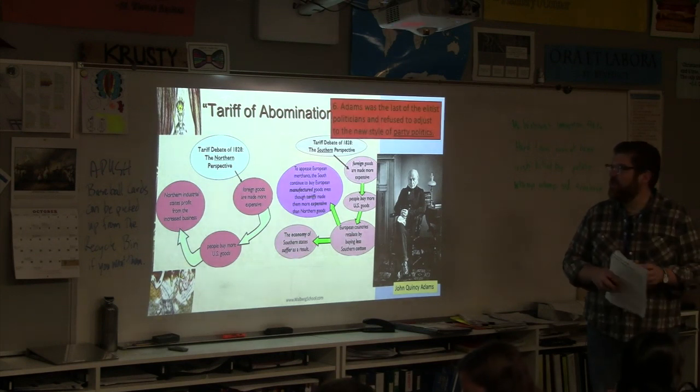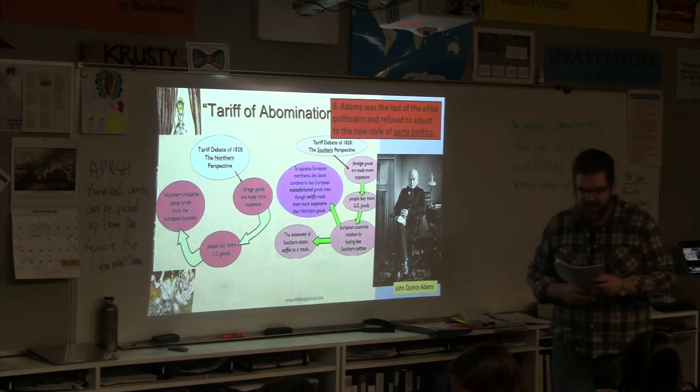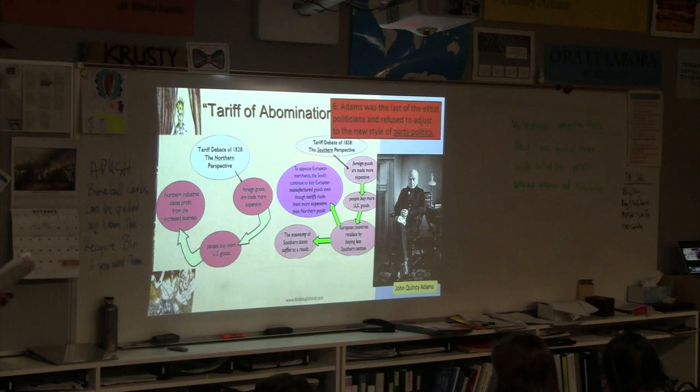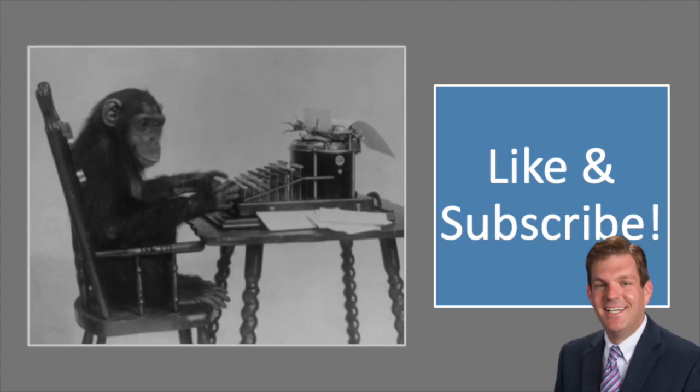It gets referred to as the Tariff of Abominations. That's a less important but good vocab term. Tariff of 1824, the Tariff of Abominations. And Adams was the last of the elitist politicians and refused to adjust to new styles of party politics.